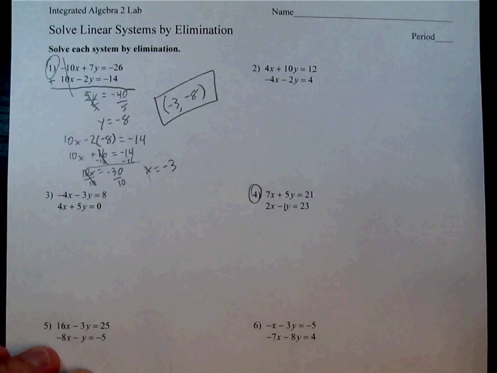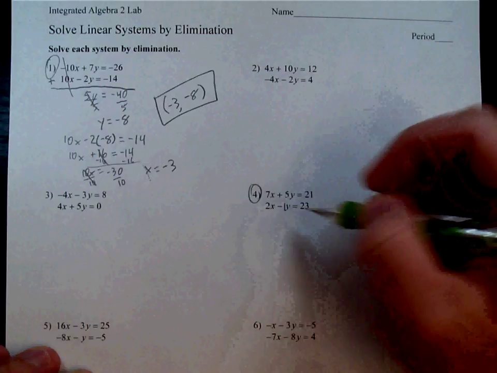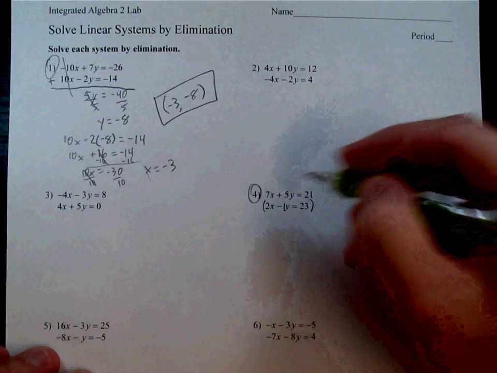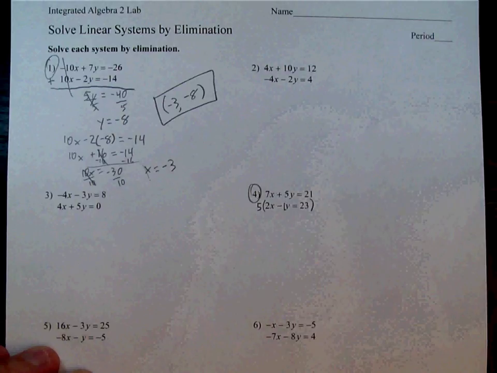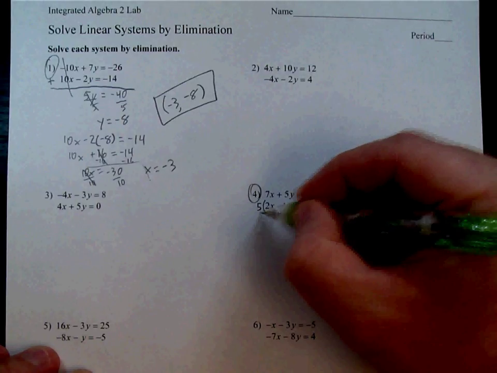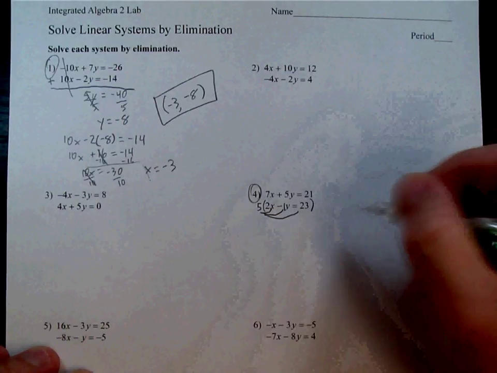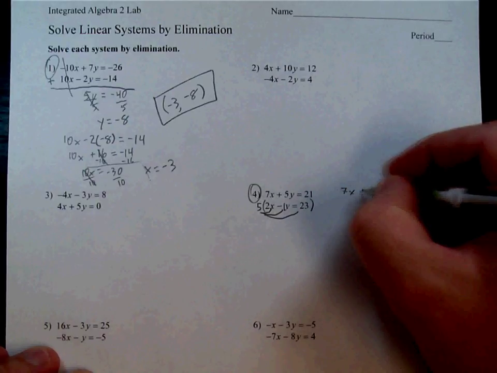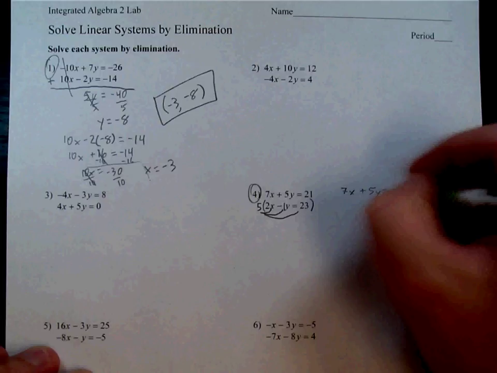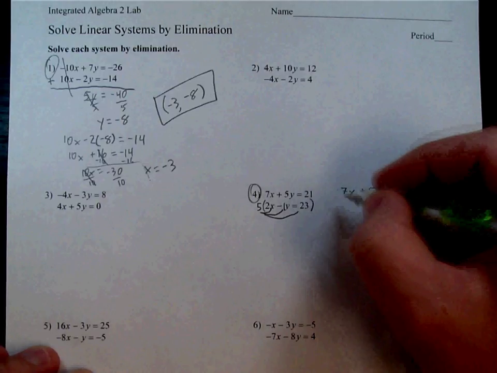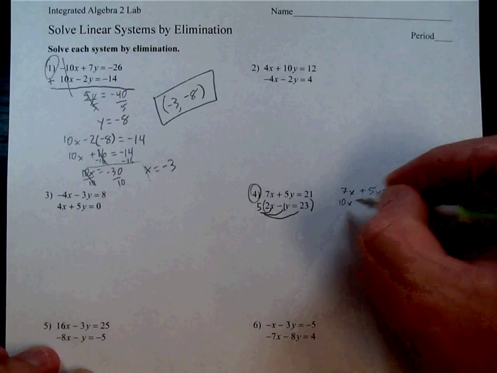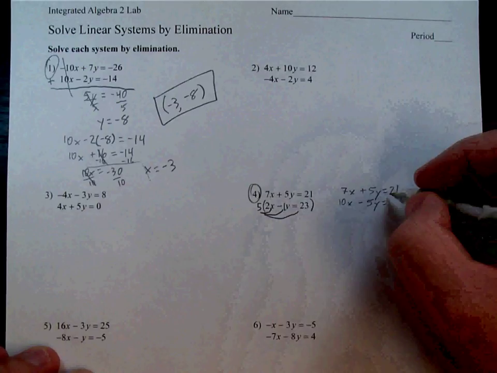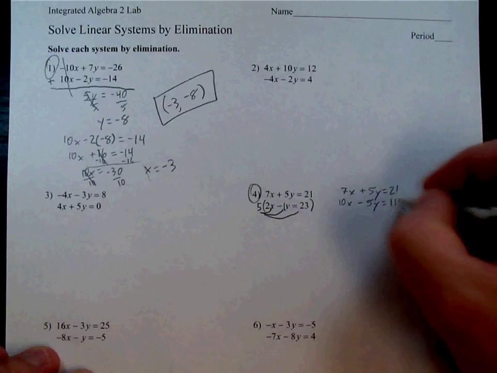Notice I already have the +5. I don't need to change that one. So I want this to be a -5. It's already negative, so all I have to do is multiply it by 5. So we have to distribute throughout that whole thing. So I'm going to rewrite the problem. First one gets to stay the same. The second one I'll multiply with 5 throughout, so 10x minus 5y equals 115.